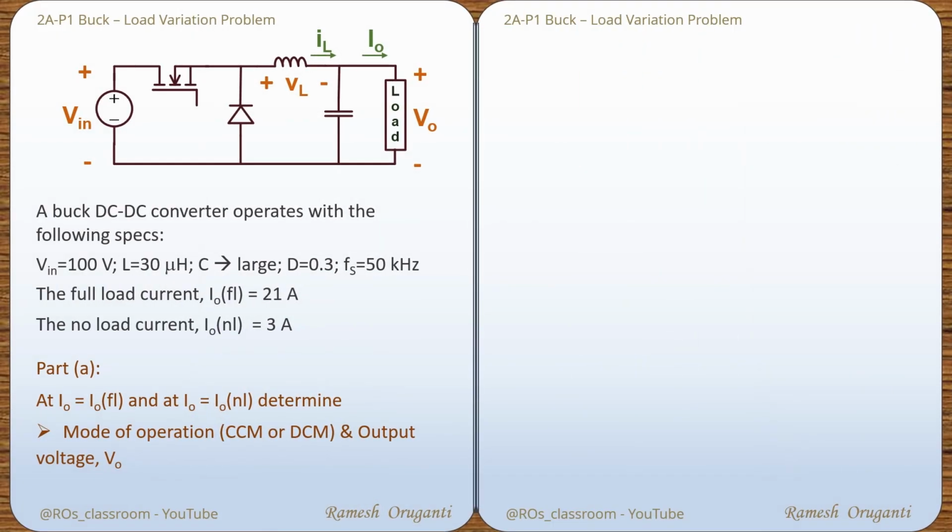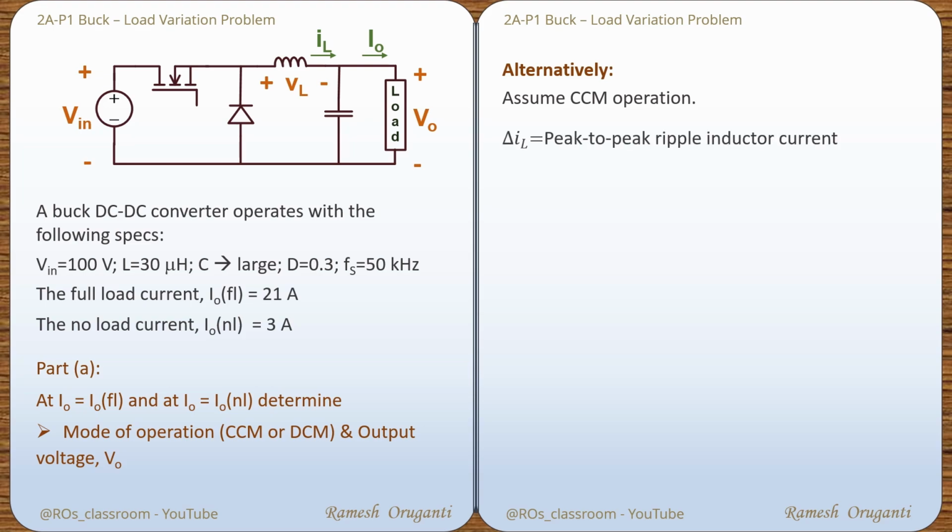We can also approach this in a slightly different way. We will see that next. The same thing will again determine whether the operation is in CCM or DCM. First, let's assume CCM operation. Once we assume CCM operation, we can calculate the delta IL, which is the peak-to-peak ripple current. This peak-to-peak ripple current is given by Vin Ts by L, d times 1 minus d. We can substitute the values of Vin, Ts, L and d, and we will get this. Calculating this, we will get 14 amperes.